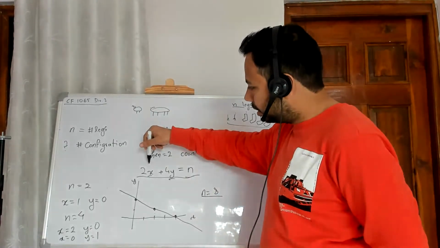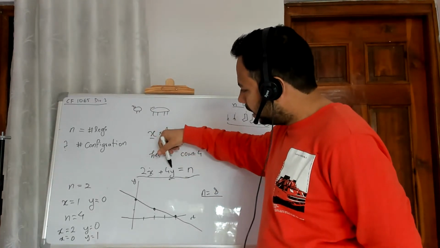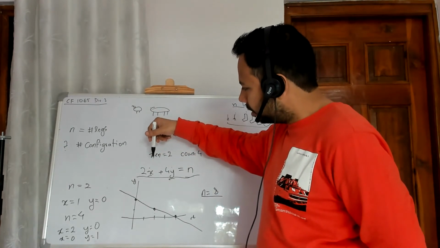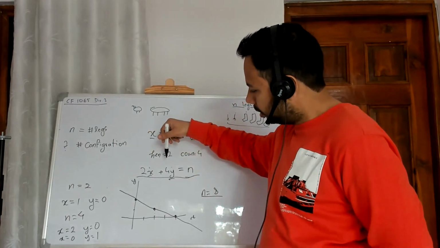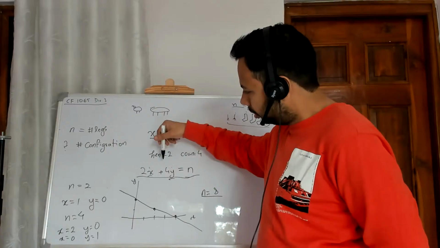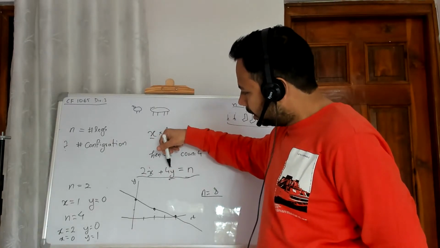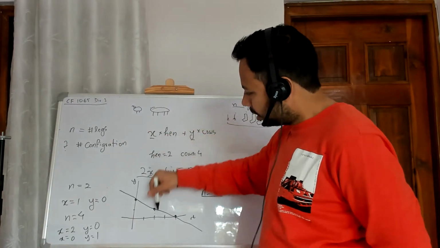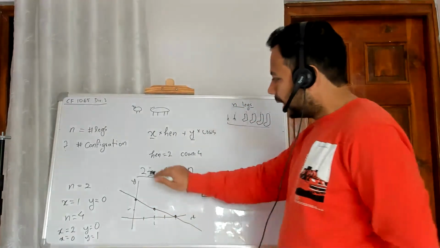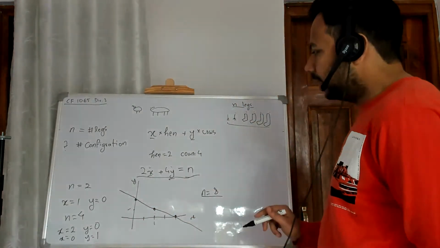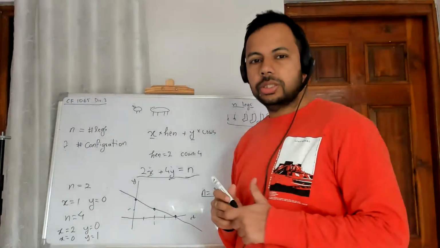First possibility is x is 0, y is 2. Second possibility is x is 1 and y is 1, and x is 2. This is y is 1, x is 2, or x is 4 and y is 0. So there are three possibilities for this curve.